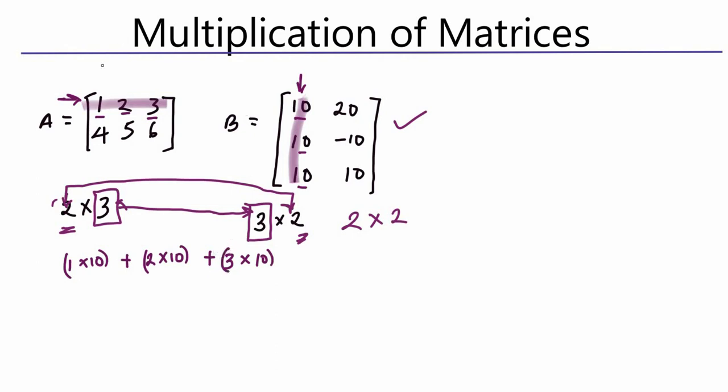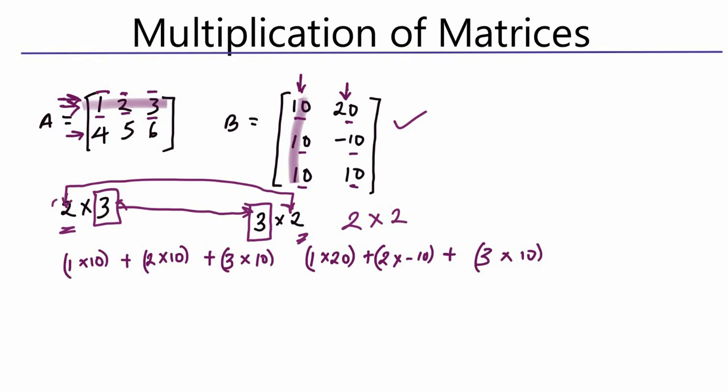Now, secondly, the same row with the second column now on the other matrix, so that we have 1 multiplied by 20. So we have 1 times 20. We have 2 times minus 10. So we add 2 times negative 10. And we add it to 3 times 10. So we have 3 multiplied by 10. Then we are done with the first row and all the columns in the other matrix. We go to the second row now.